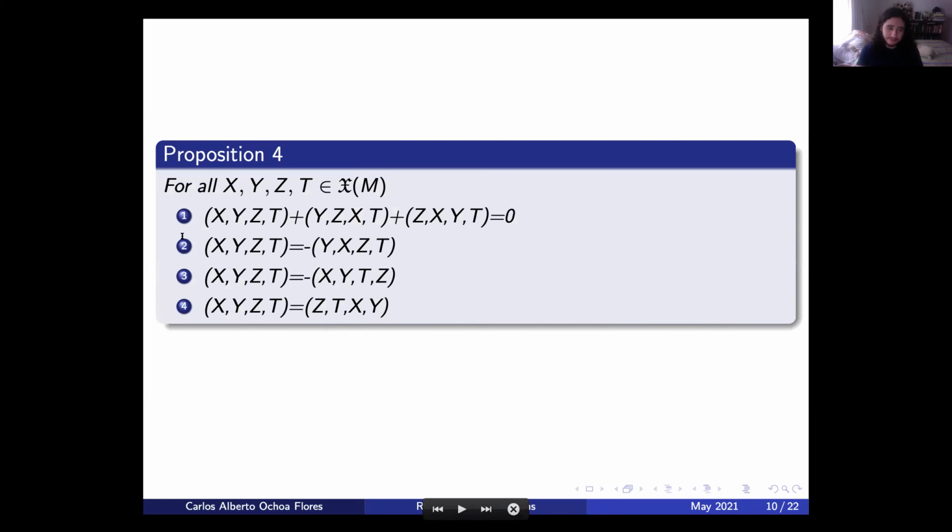So we have these four symmetry properties. The first one is just the Bianchi identity once again. The second one tells us that we can permute the first two vector fields, and if we do so, we obtain a minus sign. The third one tells us that if we permute the third and fourth vector fields, then the same happens. And the fourth tells us that if we exchange the first pair of vector fields and the second pair of vector fields, then nothing happens.